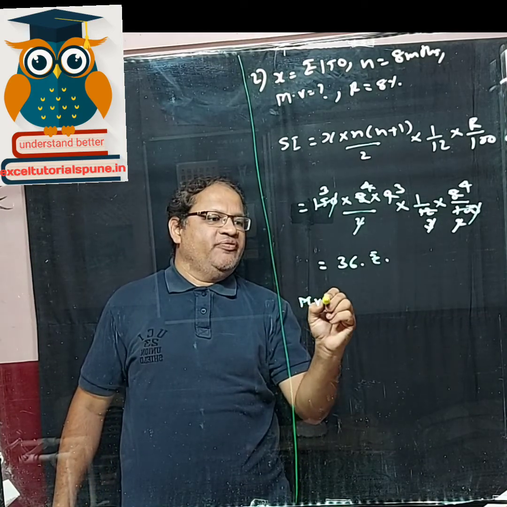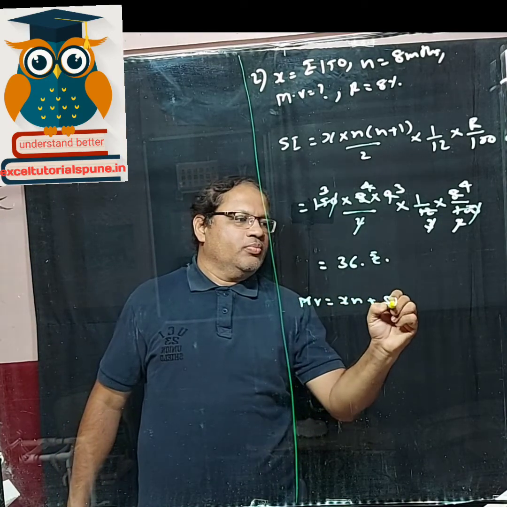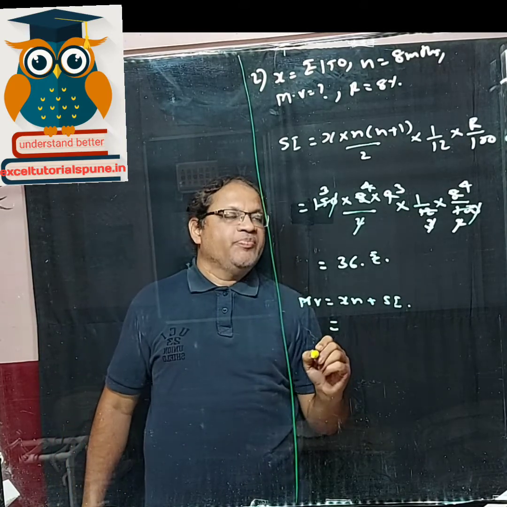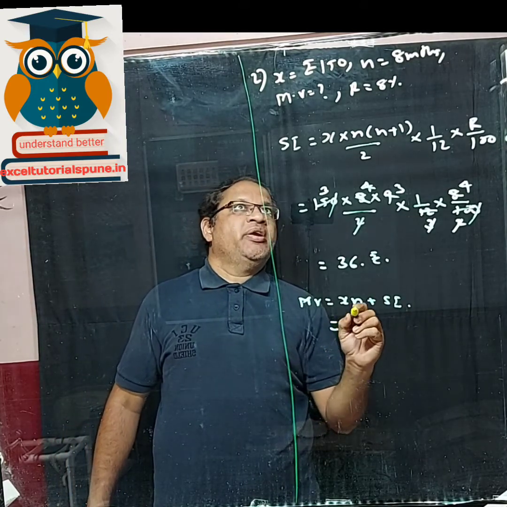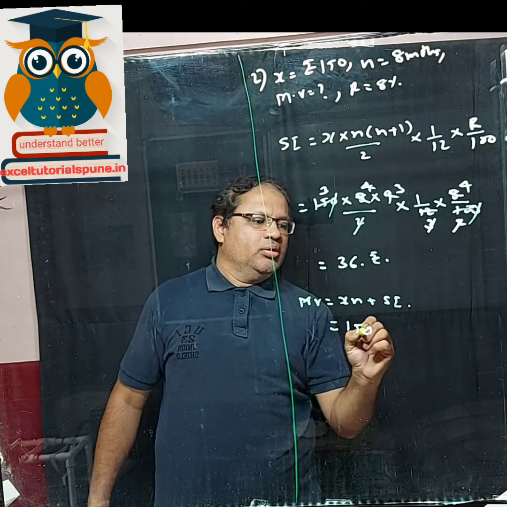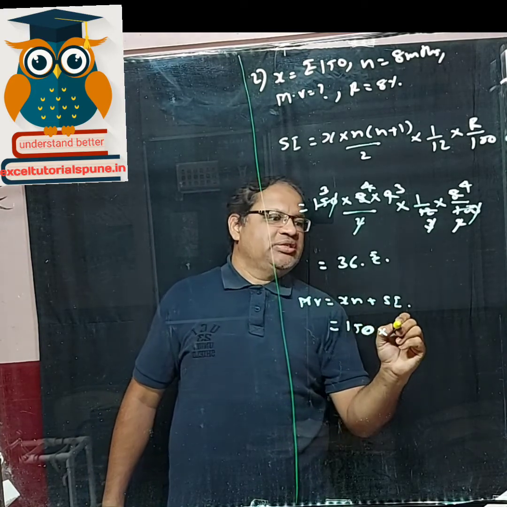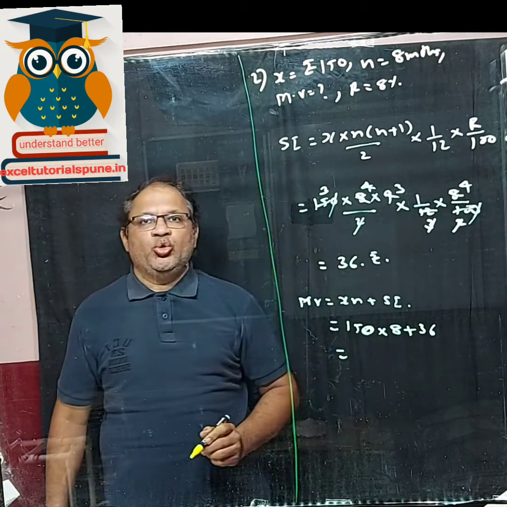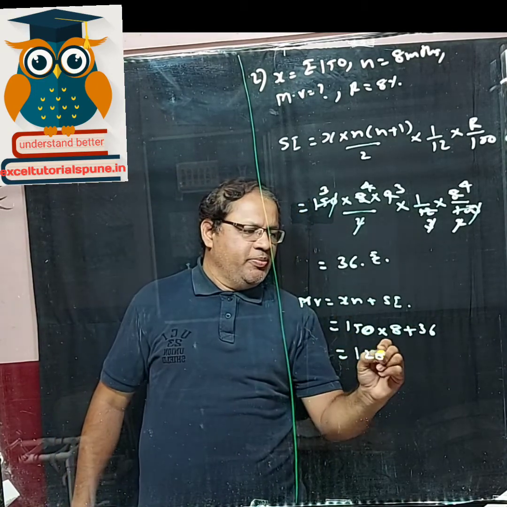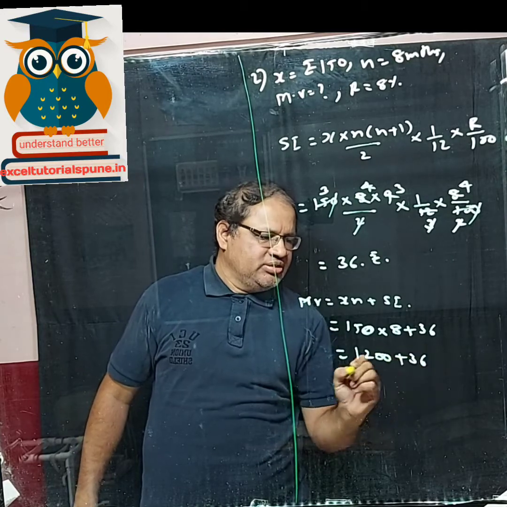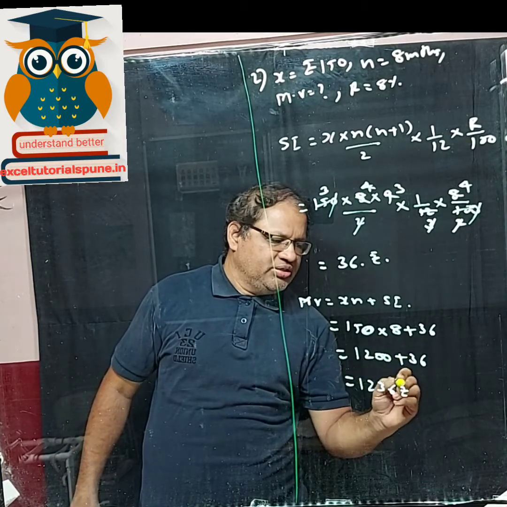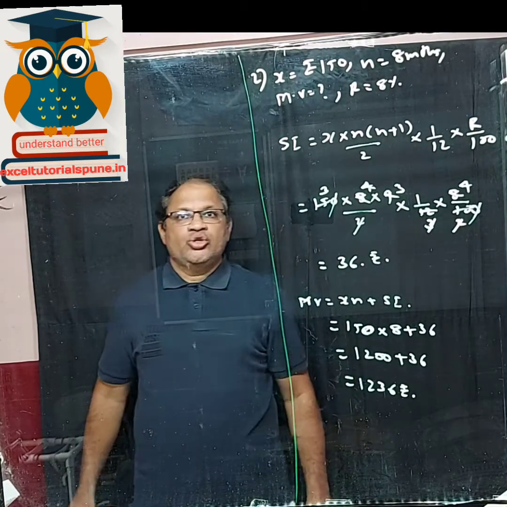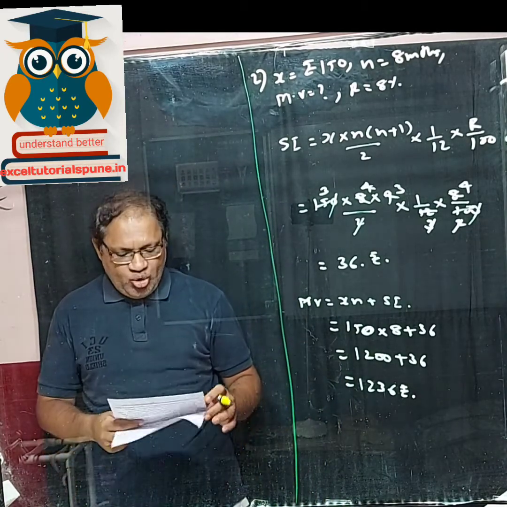Then use the second formula. MV is equal to X into N plus SI. So the monthly installment is 150 into number of months is 8 plus 36. So 150 into 8 is 1200 plus 36, 1236 rupees is the answer. Alright, so that's how we do the second sum. Now let's go on to the third sum.